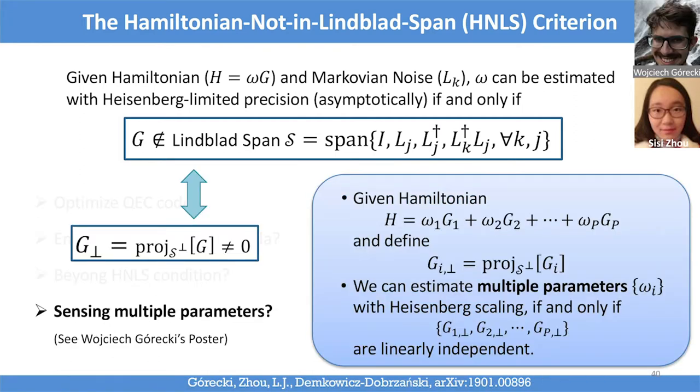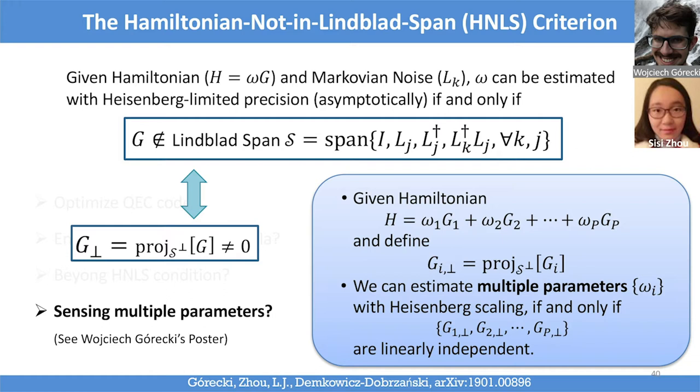The last part is about sensing multiple parameters, which is relevant because, for example, if you want to do single molecule NMR, you need to get the coordinates of many different nuclei. That's multi-parameter sensing. For those cases, you want to see what is the best performance you can get.